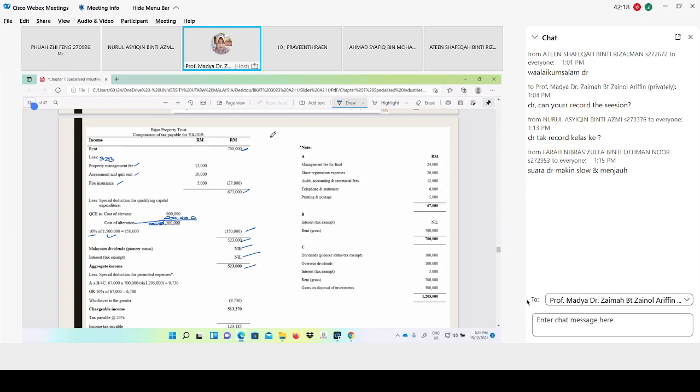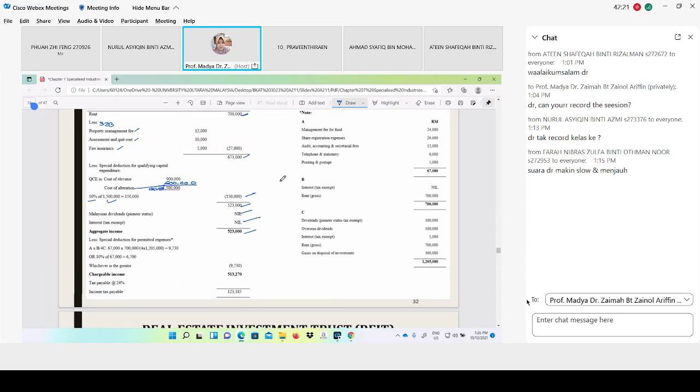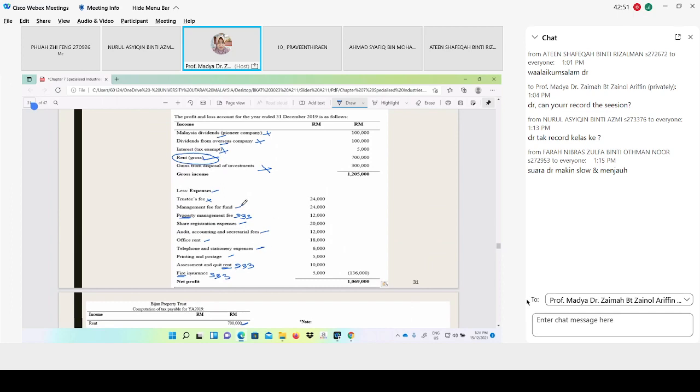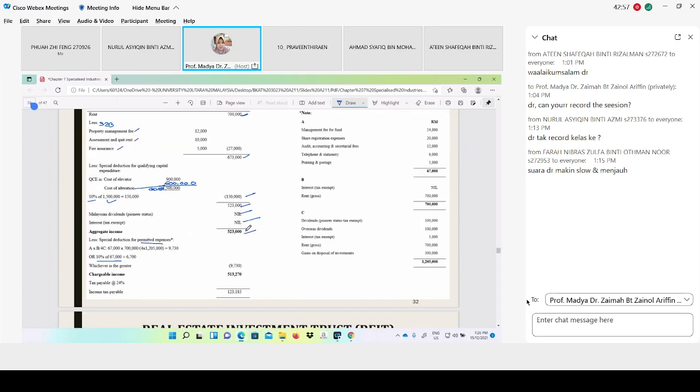When you get aggregate income here, one more deduction that you can deduct before you get total income is a special deduction. The one that we came across just now, that is permitted expenses. A multiplied by B divided by C, compared with 10% of A. The computation on your right, this is A, the one you determined from the information from the income statement here. B is the chargeable income, C is the aggregate income.